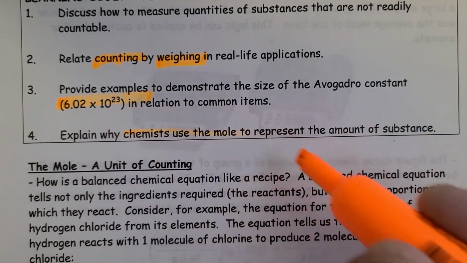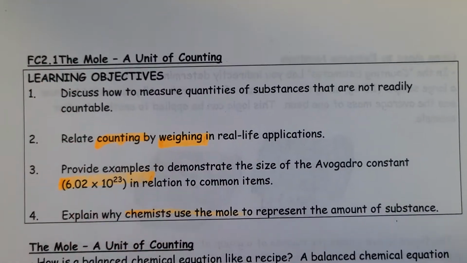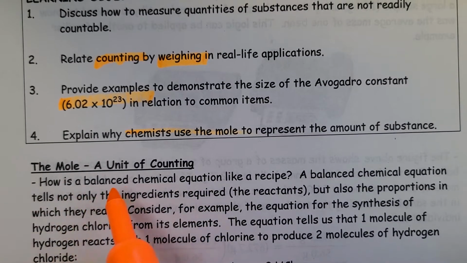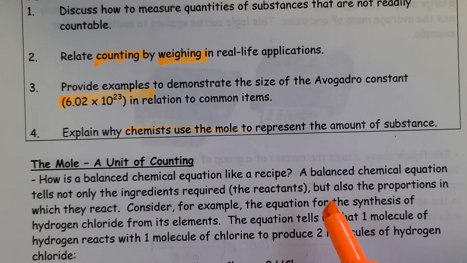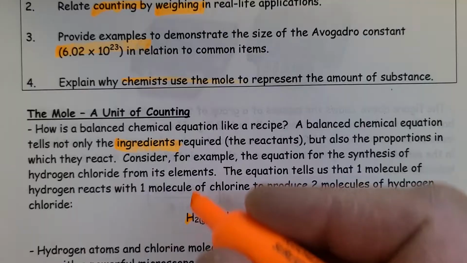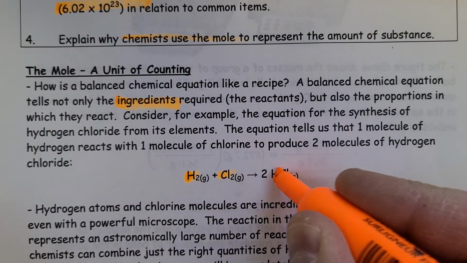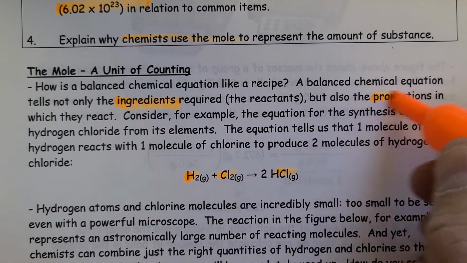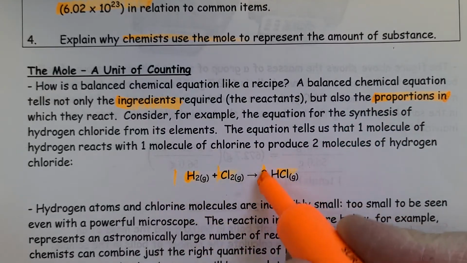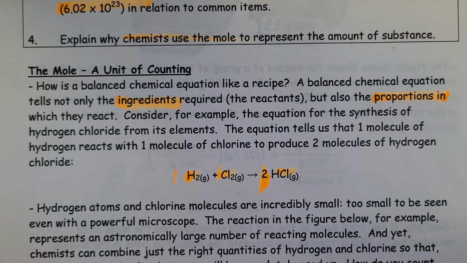And that will filter into FC2.1 as well. So the mole, a unit of counting. How is a balanced chemical equation like a recipe? A balanced chemical equation not only tells you the ingredients, so if we take a look here, the ingredients, but also the proportions in which they react. So 1 to 1 to 2 from the coefficients.